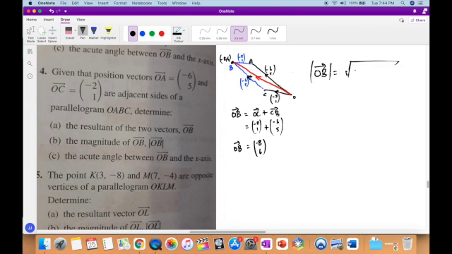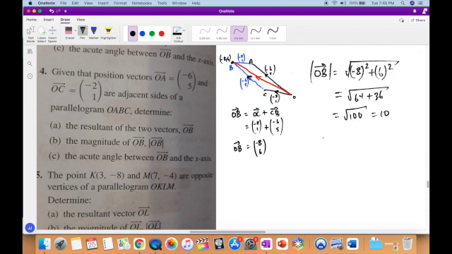All right, and of course, the magnitude of OB is just the square root of negative 8 squared plus 6 squared. And what did you guys get for this? What's the answer here? 10 is the answer, right?